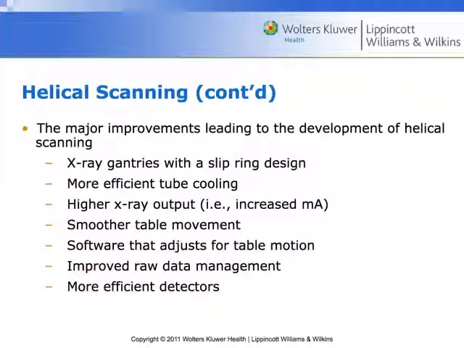So some of the major improvements, we mentioned this, are that they developed a slip ring gantry, and this came out of NASA, right? More efficient tube cooling, because we're going to have the tube on the whole time. So we had to figure out ways to cool it, and that largely came with replacing the way the anode works. It's going to have a higher X-ray output, so it works with an increased mA. It can actually vary the mA as it's scanning, so it can turn it up if it's not getting enough information, and turn it down if it's getting enough.